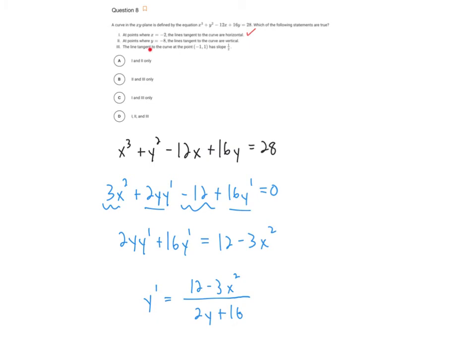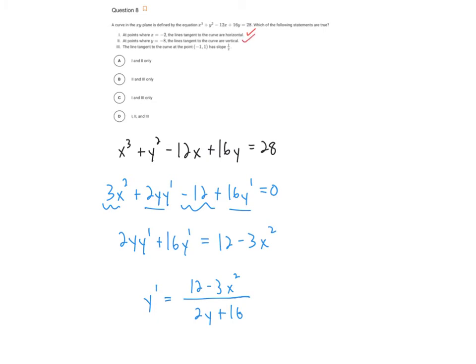Okay, next one, the point when y equals -8, the tangent is vertical. So you can see when y is -8, the bottom of this fraction is 0, and that corresponds to a vertical tangent. When the bottom is 0, you have an infinite slope, and vertical tangents have infinite slopes. So that one's true also.